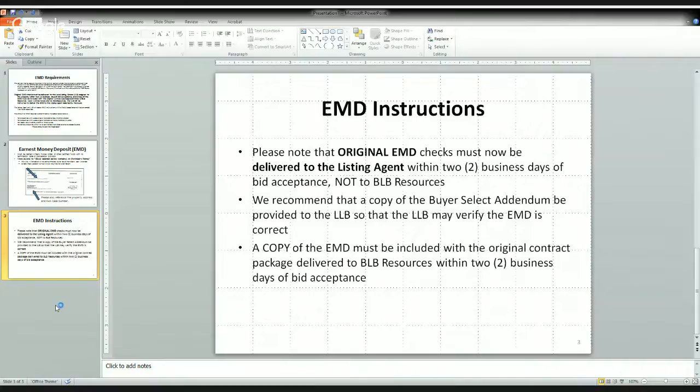So it's really important that the selling agent and the buyer understand that these are time-sensitive issues. You really want to make sure that you're acting promptly. Get the original earnest money, fill it out correctly, make a copy of it, turn that into BLB, and get the original earnest money deposit to the local listing broker within that 2 business days of bid acceptance. Again, original earnest money goes to the listing broker, copy of the earnest money goes to BLB Resources.